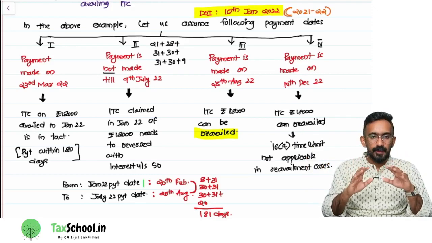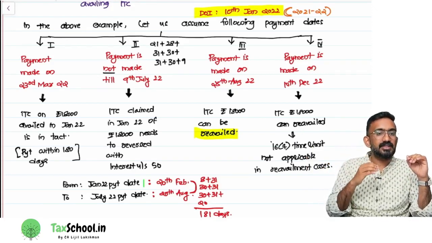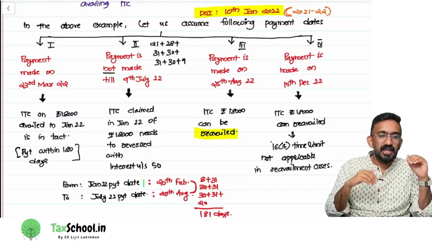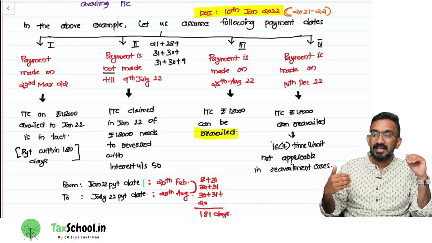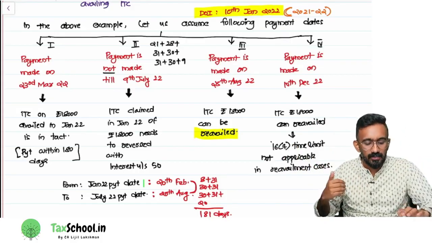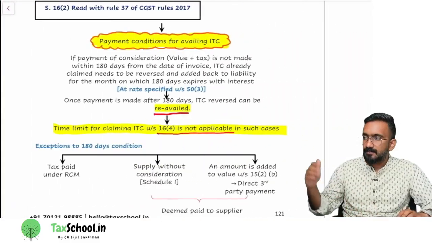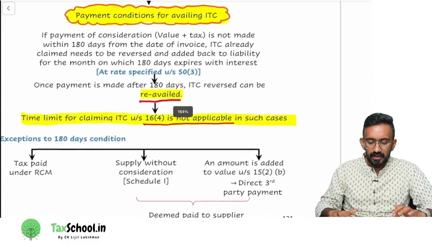The answer is no, because they said the time limit is applicable only in case of availing ITC, not in case of re-availing ITC. This is not a case of first time availing ITC. They have availed the ITC in January, reversed it, now re-availing. At the time of re-availment, don't look at the ITC time limit. Now read it, you will understand it.